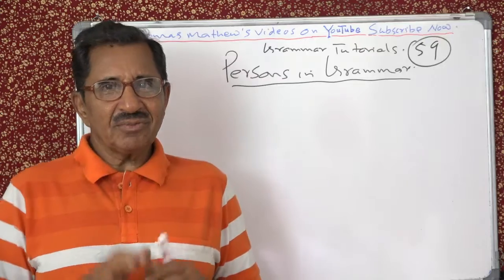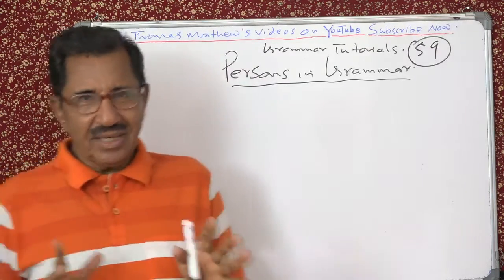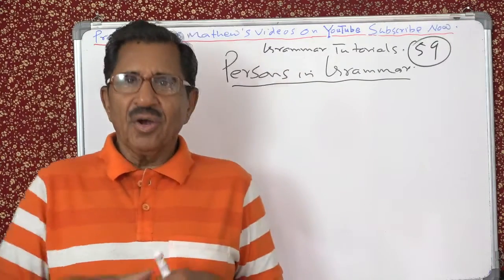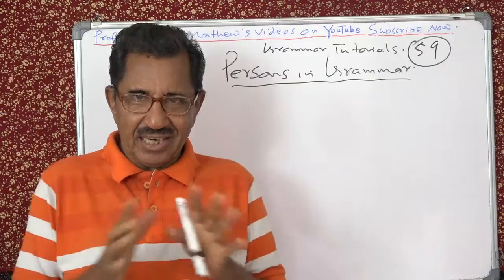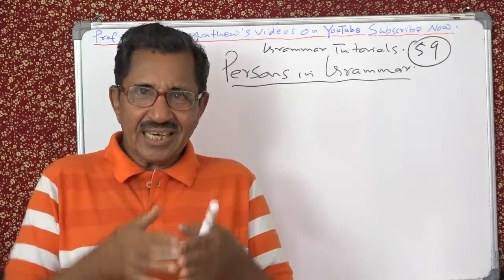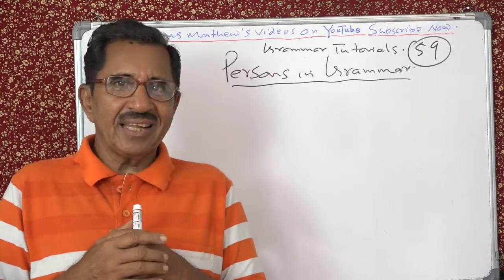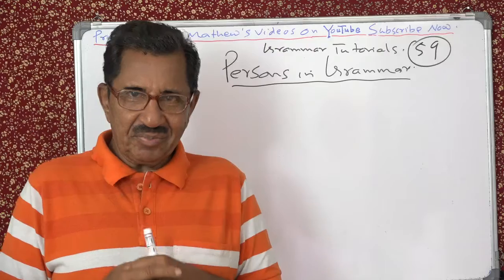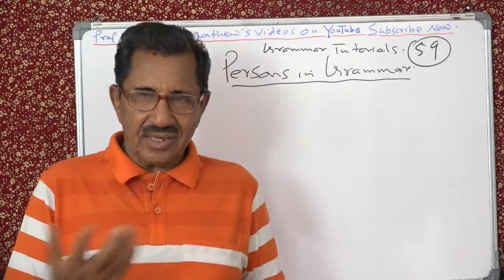Now, this is very important. I think it is one of the most important concepts that you should understand, because the entire tense system in English, all the tenses dance according to the tunes played by the persons. First person, second person, third person, and you also have singular and plural in that.